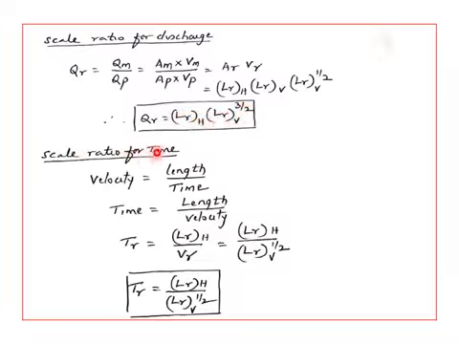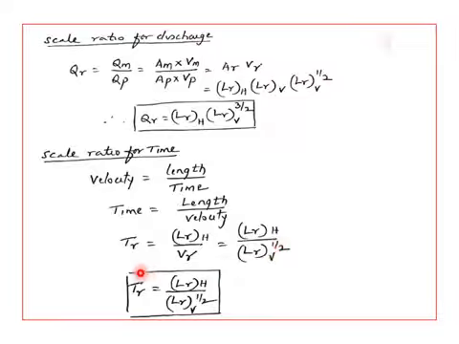Now comes the scale ratio for time. Velocity is length by time, so time is nothing but length by velocity. If you release a float from one point to another point and measure the time, then length by time will give the velocity. Similarly, here we can find out the time required. If you know the velocity, the length is the linear horizontal length. So LRH is used, divided by VR. So what is VR? It is LRV to the power of half.